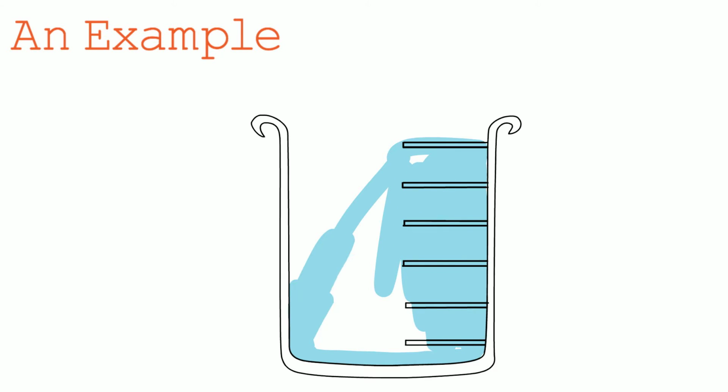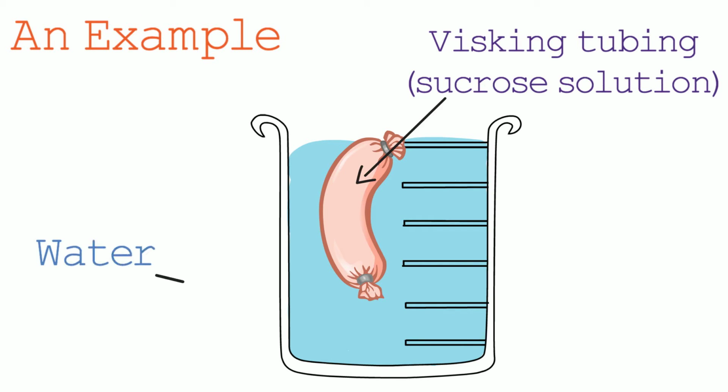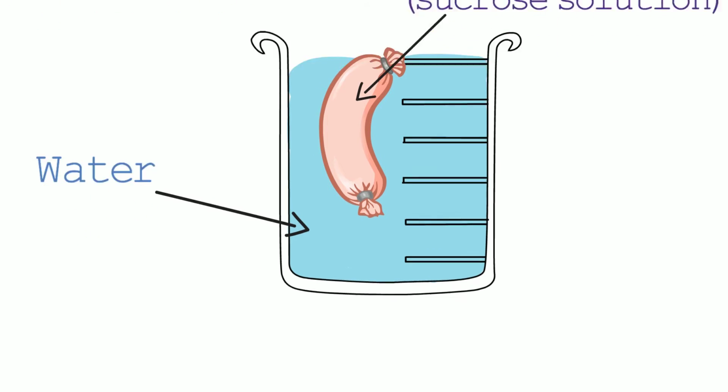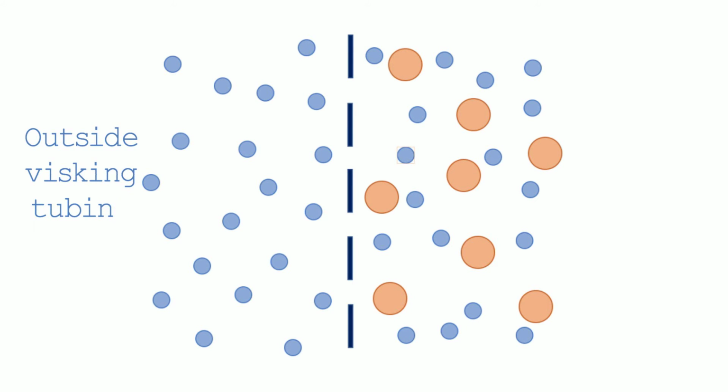So let's have a look at an example. The example we're going to look at is whereby we place Visking tubing with a sucrose solution inside a beaker of water. Visking tubing has holes in it which allows water to pass through it, so we can say that it's permeable to water, but it does not allow larger molecules to pass through it, such as the sucrose, so it's impermeable to sucrose. Let's now have a look at a molecular diagram of this experiment taking place.